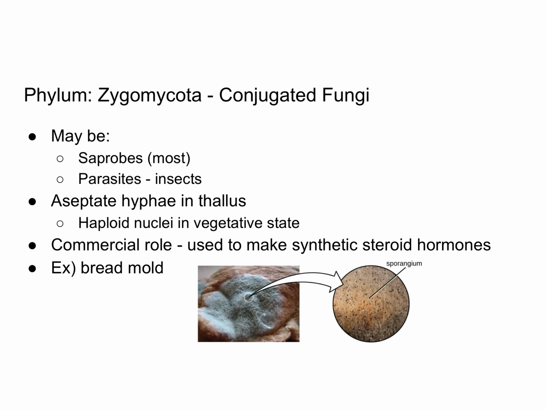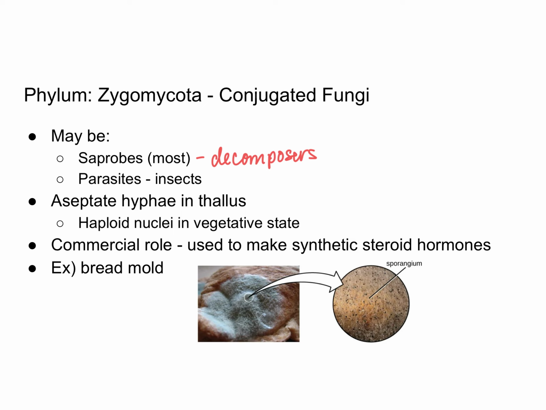In this video, we're going to talk about fungi in the phylum Zygomycota, which are also referred to as the conjugated fungi. The majority of fungi in Zygomycota are saprobes, and remember that saprobes are the decomposers, which break down dead and decaying organic matter into its smaller components. Some Zygomycota fungi are parasites, and they specifically parasitize insects.